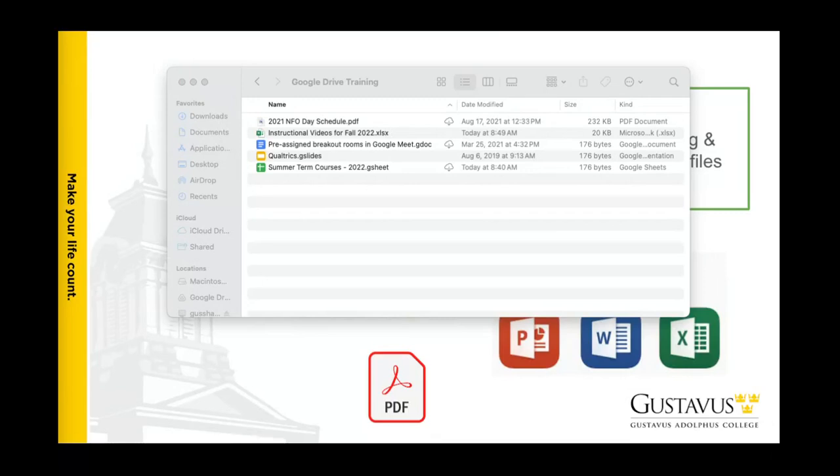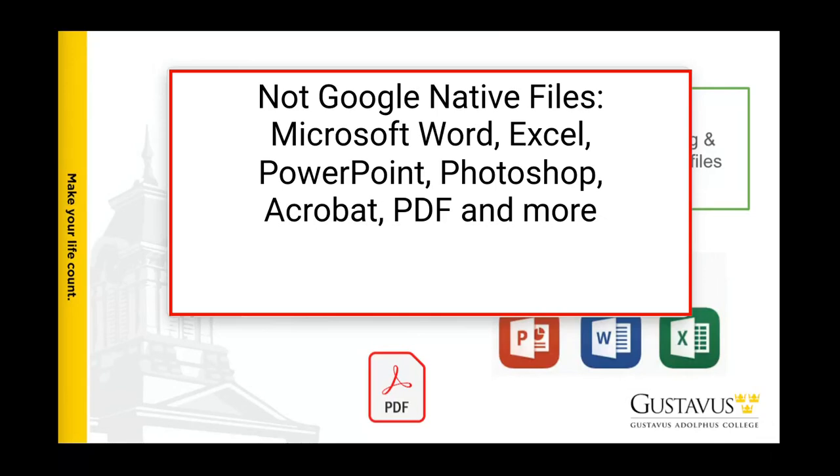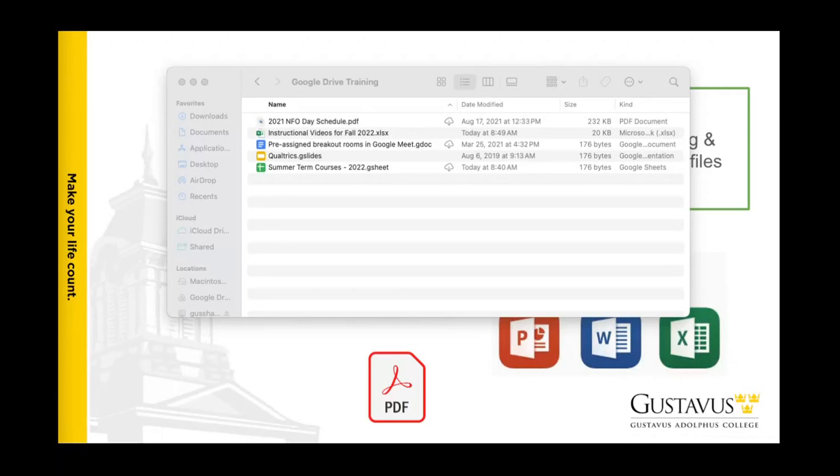In this video tutorial, we'll show you how to open, edit, and save files that are not Google native, such as Microsoft Word, Excel, PowerPoint, or any other file types like Photoshop, Acrobat, PDF, and so on, using the Google Drive for Desktop app on your Mac.